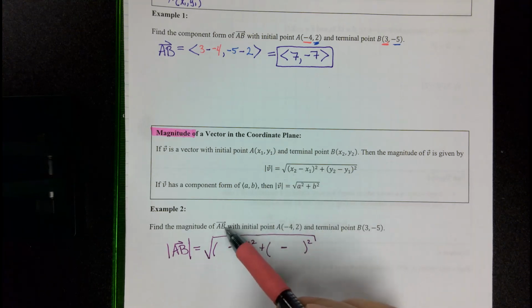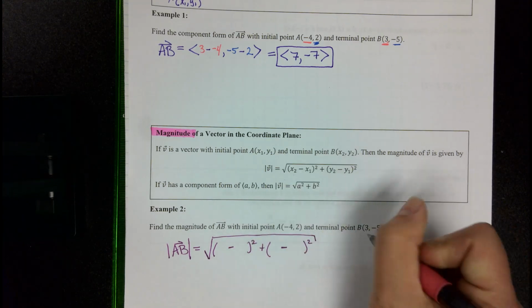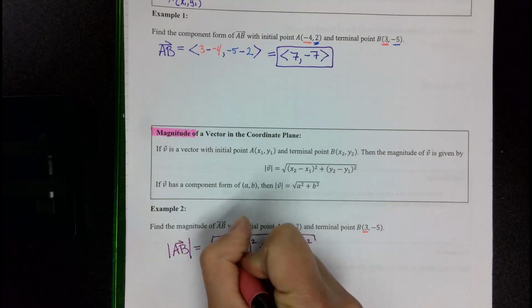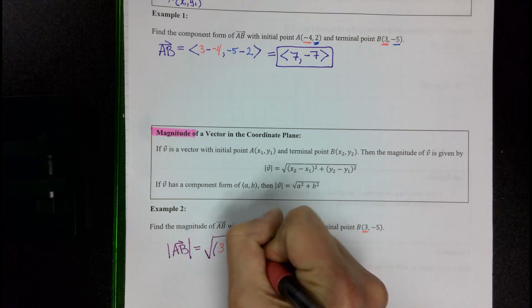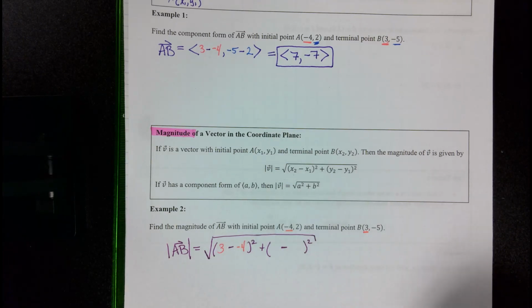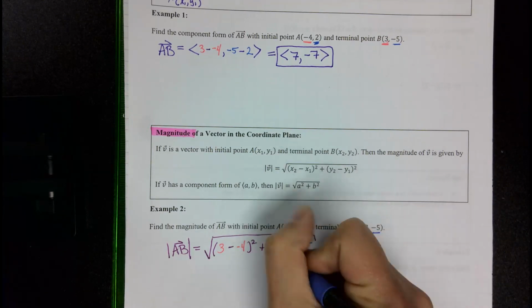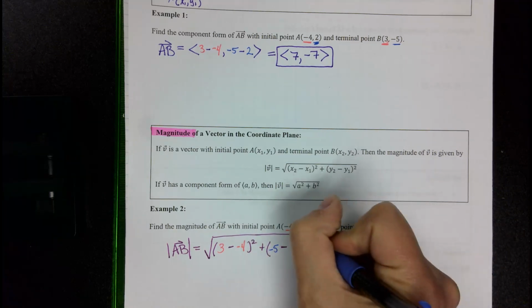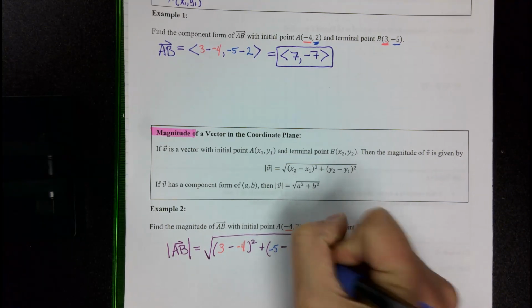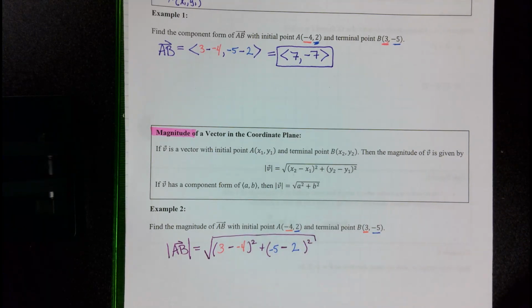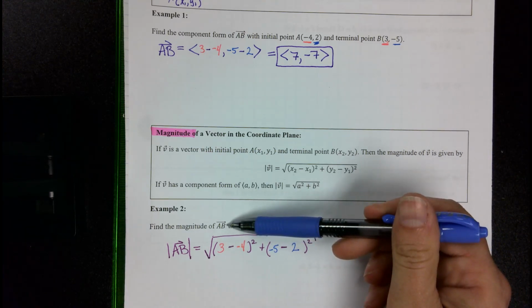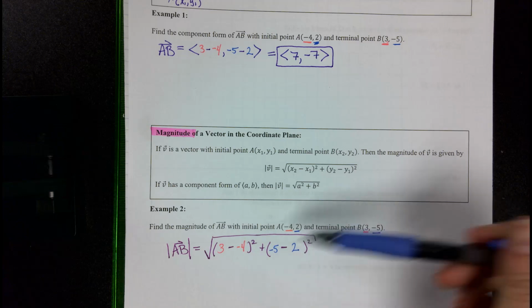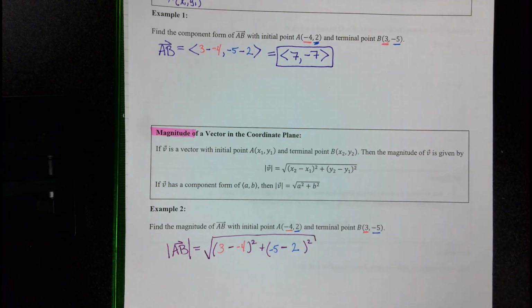So since this is AB, again, B is the final point, and the x of the final point is 3, the x of the initial point is negative 4. Then I take the y of the final point, so negative 5, and the y of the initial point, 2. All right, so always compare and make sure you know which one is the initial and the final based on your notation. Don't just assume because it's second that that's it. Maybe I'm being tricky and I give them to you backwards. Just pay attention.